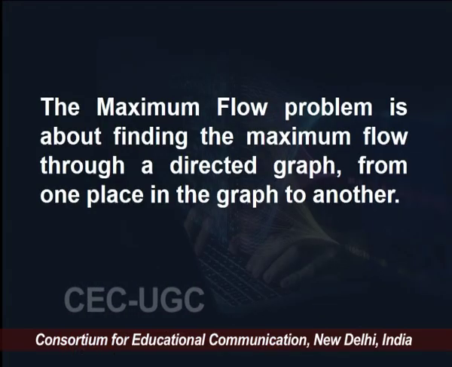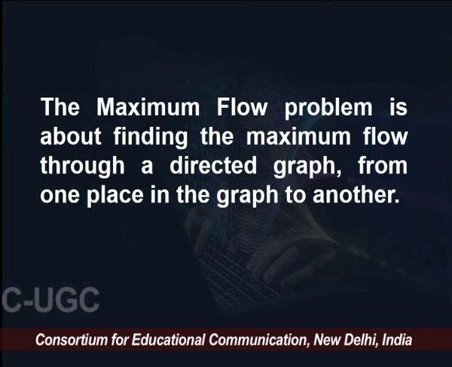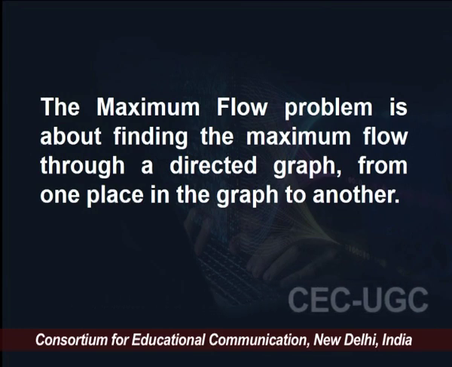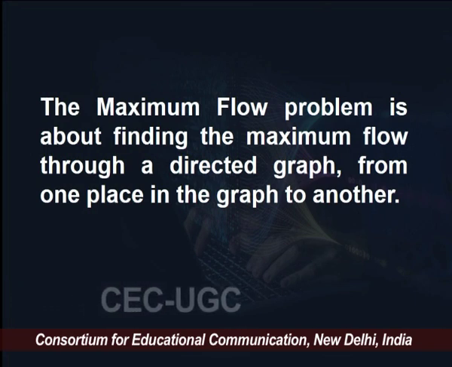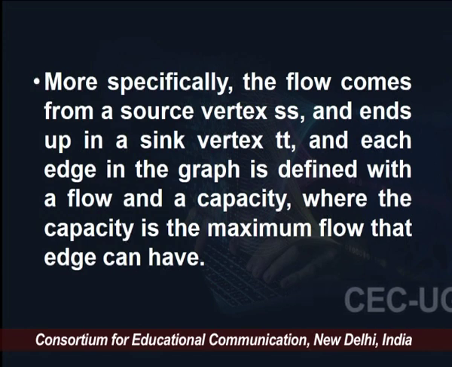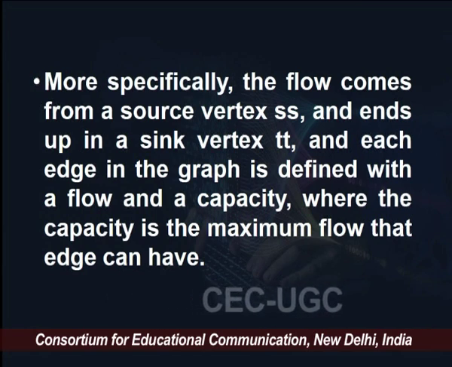Now when we say maximum flow problem, it is about finding a maximum flow through a directed graph, and we will be taking one source, which is one node in the graph, and from that particular node we will be looking for how much flow can be taken to another portion or other part of the graph. So more specifically, the flow comes from a source vertex, let us say S, and ends in a sink vertex, let us say T.